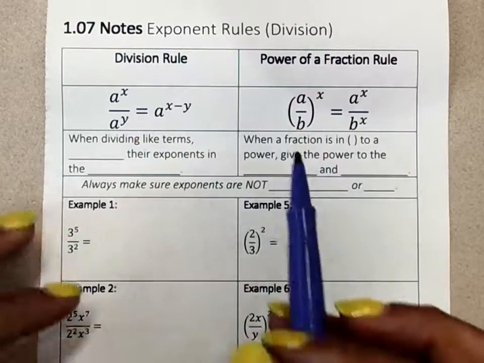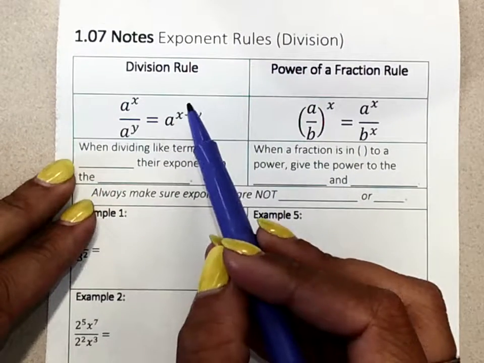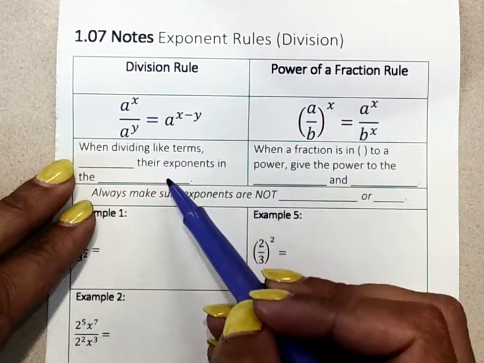Exponent rules for division has two different rules that we need to follow. The first one we just call the division rule. The second one is a power of a fraction rule. We'll start with this one.